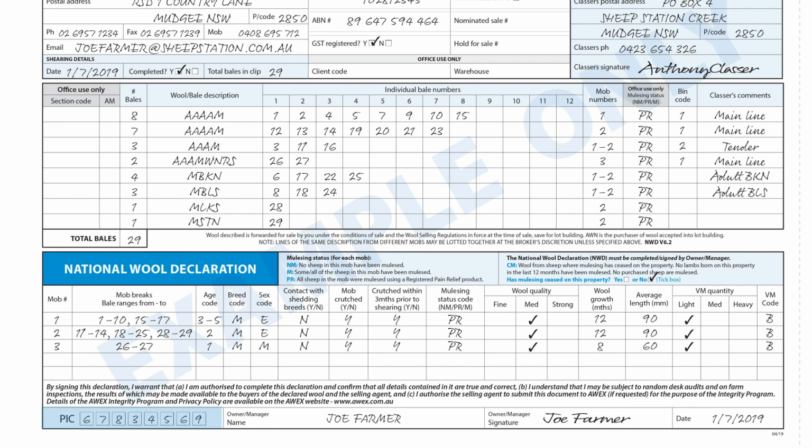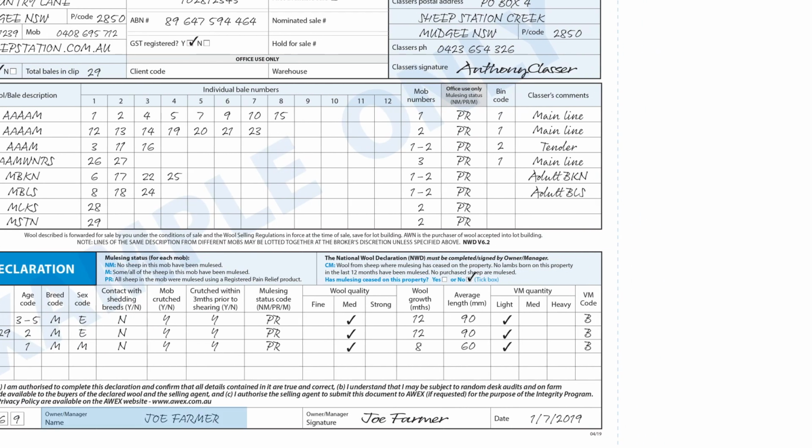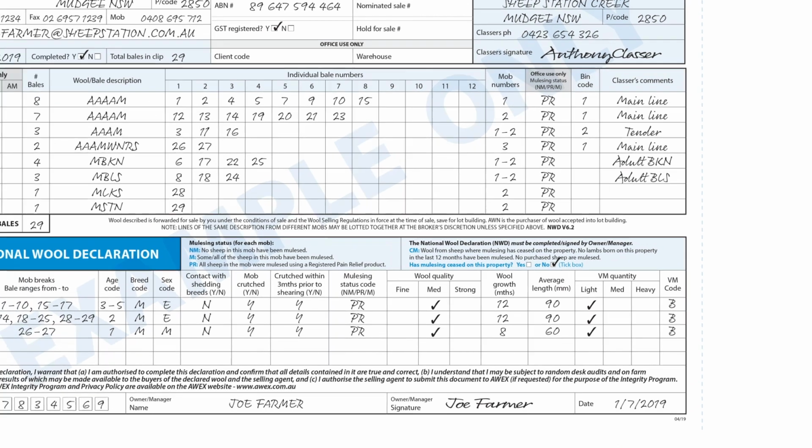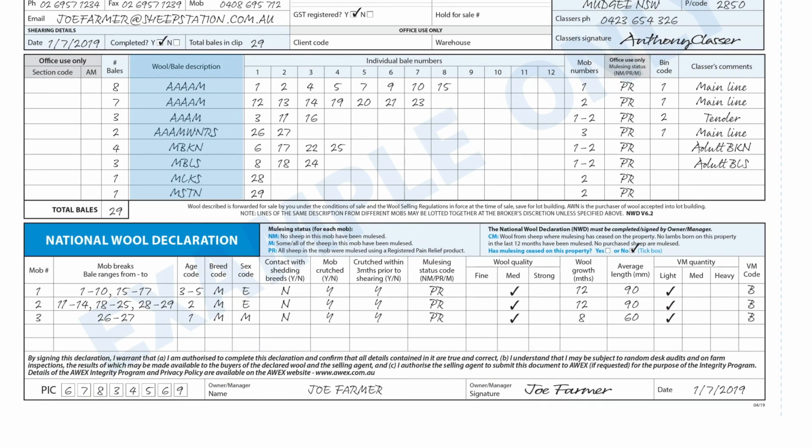PIC number, which is your property identification code, and the owner or manager to sign the class report and date it. Once that declaration is filled in, it's quite simple to go through and start filling out your actual classes report. This report, we've got our first line of 4 AM, which we're saying is off mob 1, is bales 1 through to 10 and 15. So there's 8 bales in that line, and we've listed, they match with our declaration.